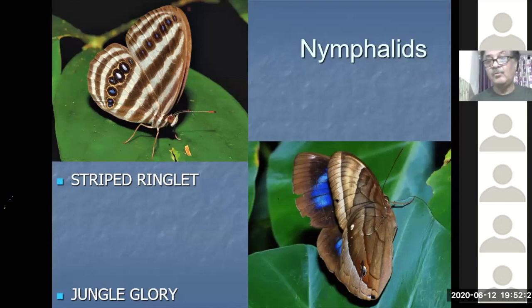But to find these butterflies, you have to enter those dark forests. Some butterflies stay right inside the dark forest, and you will not see them unless they fly. You see a flash of blue suddenly, like the jungle glory. And then it goes back and settles on the dry leaves, becomes brown and disappears. Then you have the beautiful striped ringlet. Another beautiful butterfly, you see the rings of blue, eye spots. That makes it a beautiful butterfly, the striped ringlet.